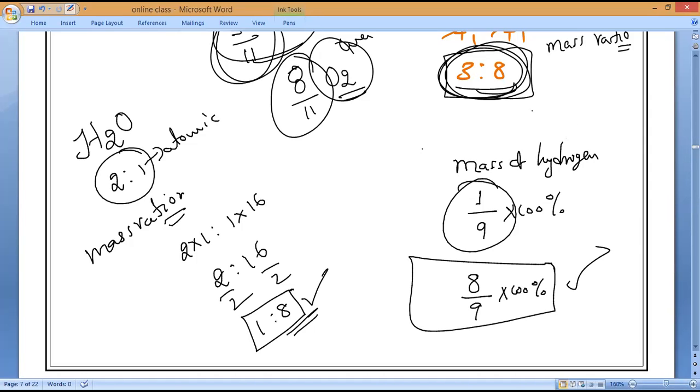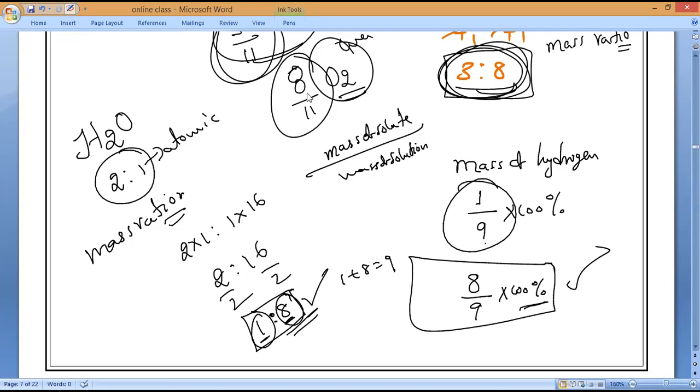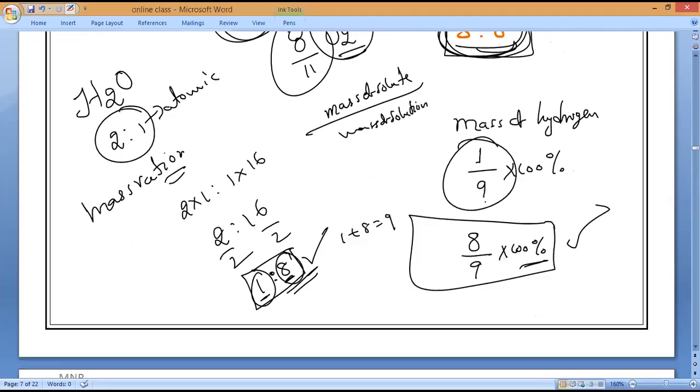Sir, how do you get 9 here? Remember, here we are solving for concentration of solute: mass of solute divided by mass of solution. Mass of solution here means 1 plus 8, which equals 9. So if they ask hydrogen, 1 by 9 into 100%. If they ask oxygen, 8 by 9 into 100%. Is it okay, everybody?